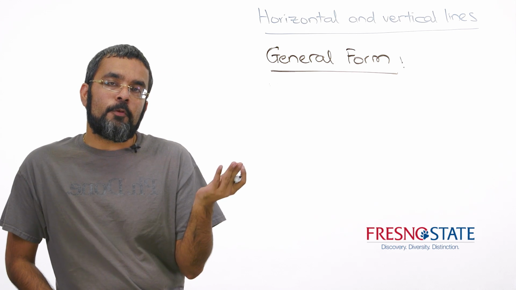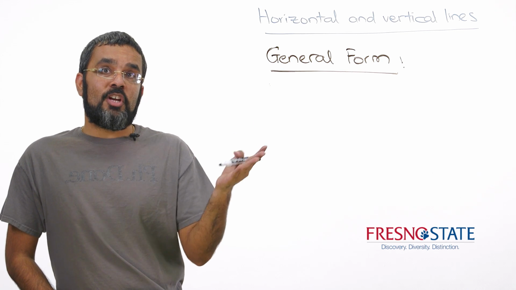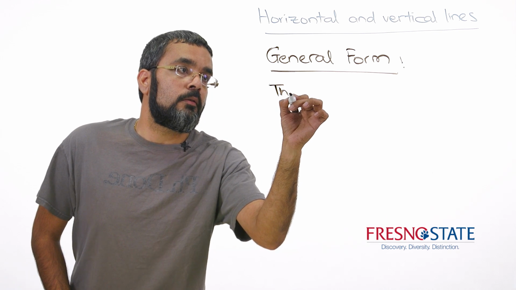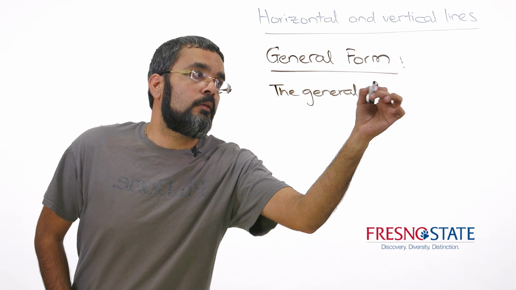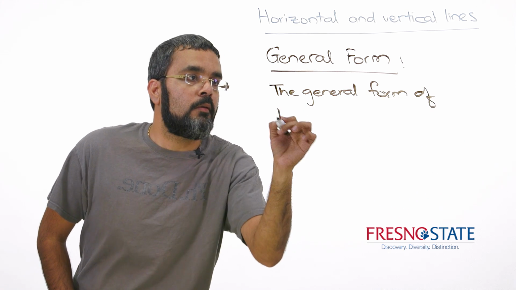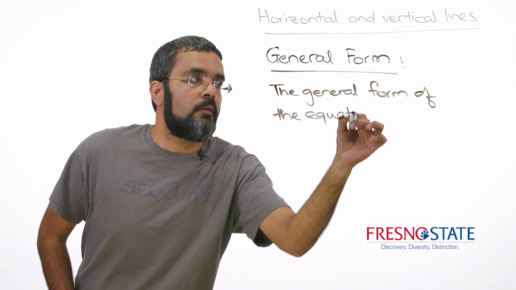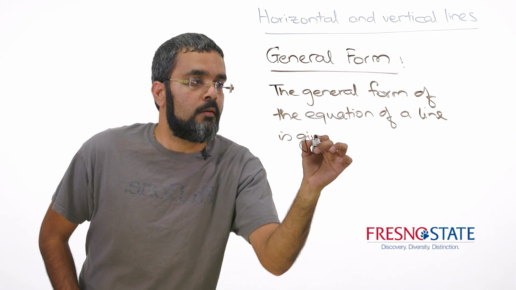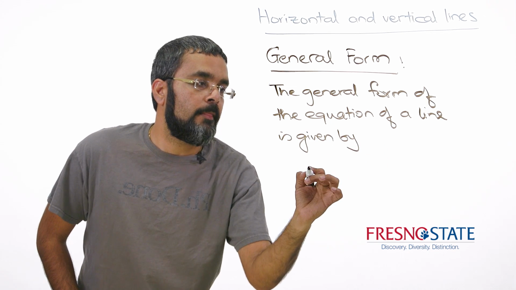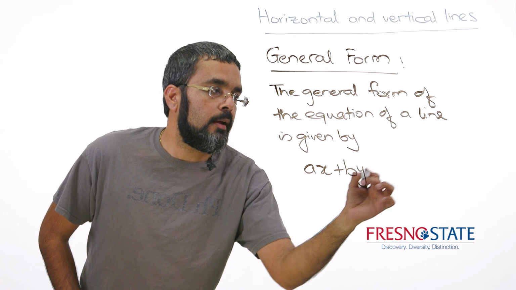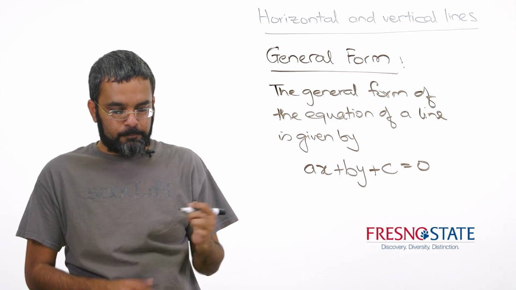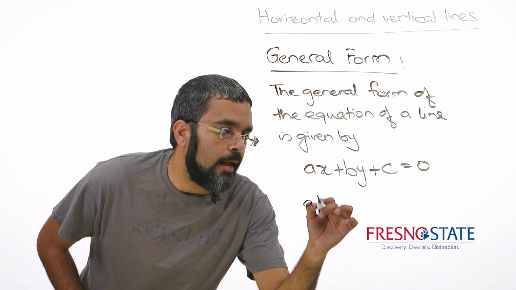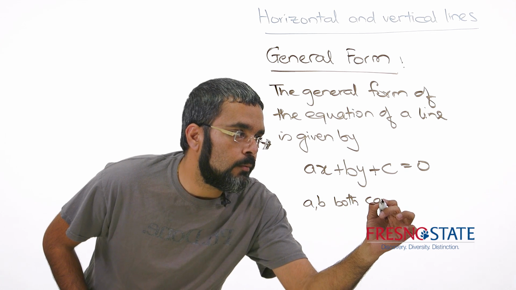All right, so if you remember for circles, we had two different equations, right? We had the standard form and the general form. Same way for the line, we also have a general form, and the general form of the equation of a line is given by ax plus by plus c equal to 0. Okay, where a and b both cannot be equal to 0, right? So a and b both cannot be 0.